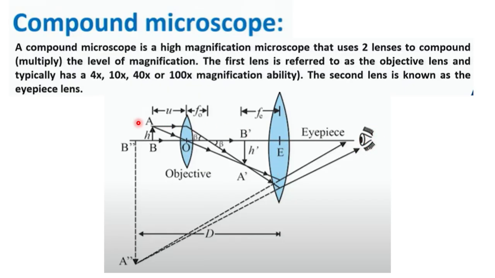So first, after reflecting the light from the object through the objective lens, the light has come here, and then again through this eyepiece lens, the light is coming to the observer's eye, and then the image is formed in the opposite direction with a much larger size.